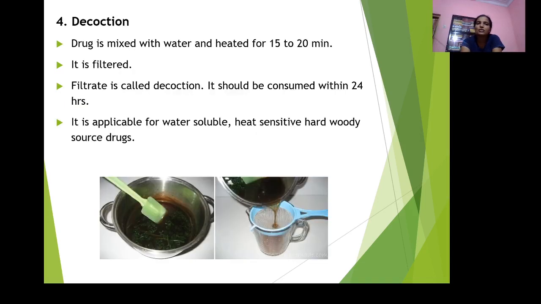Next is the decoction method. In this method, firstly you take the drug inside a vessel, then it is mixed with water, and then it is heated for 15 to 20 minutes so that the drug gets properly mixed with the water, and the active constituents go inside the water after boiling. After 20 minutes, it is subjected to the filtration process, and the active constituents present in the drug material go inside the solvent. The solvent should extract out all the active constituents present in the plant material.